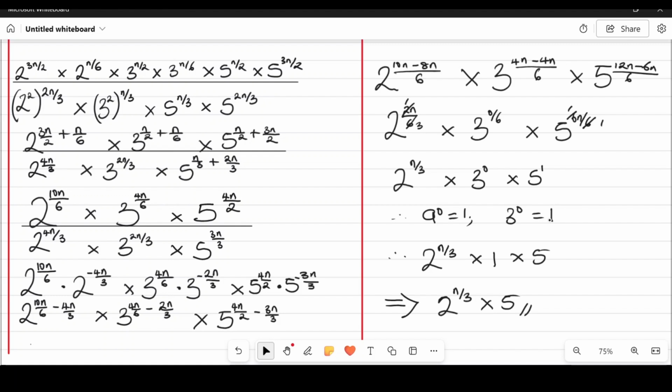You see, it's very simple. You don't need to panic when they give you a problem using lots of indices. Just make sure that you apply the right law at the right time and you will arrive at the answer.